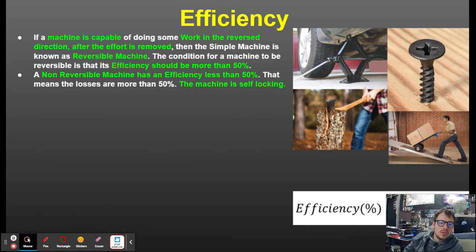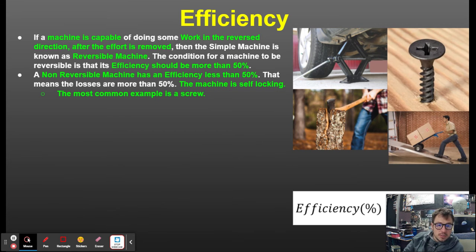The machine is self-locking. So just think about a screw. The screw is the most common example of a non-reversible machine, or that self-locking machine, because a screw is basically just an inclined plane. It's just wrapped around that central core. Now, when you put a screw into something and remove that drill bit or that screwdriver, it's not going to just reverse itself. It's not going to fall out. In fact, you don't want that to happen. You want the screw to have a very low efficiency. Look at a car jack.